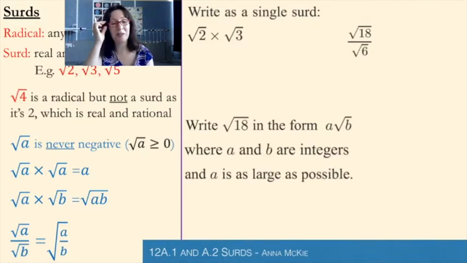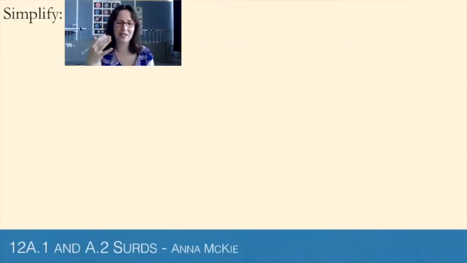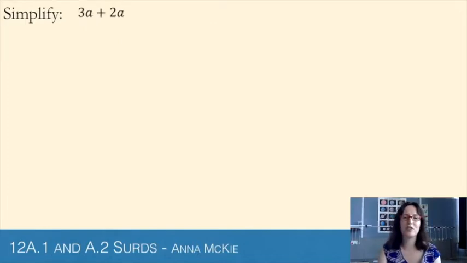Okay, and because the question went on to actually ask us where A and B had to be integers, and A had to be as large as possible, that's the version that we've got. Just a note on simplifying. So when you come to surds and collecting like terms almost, if you had to do this one, 3A plus 2A.